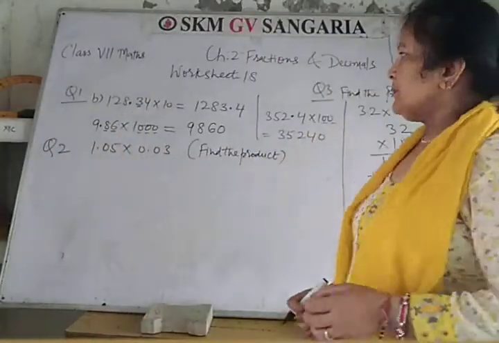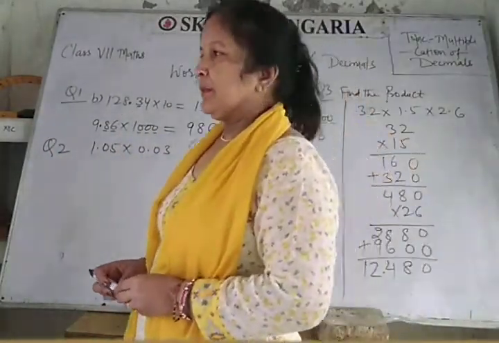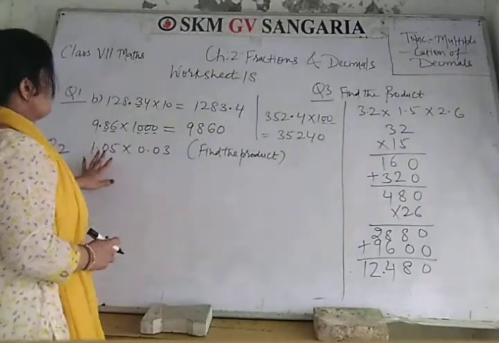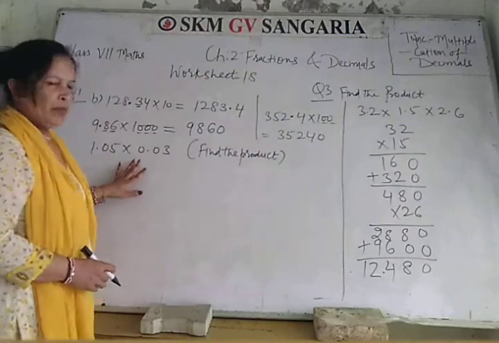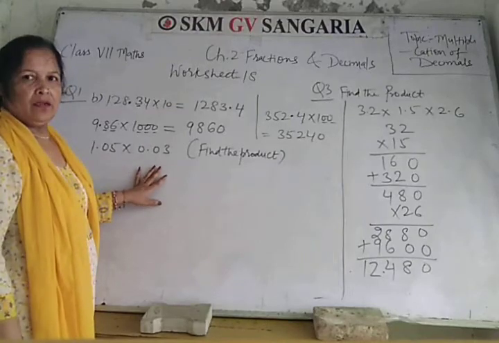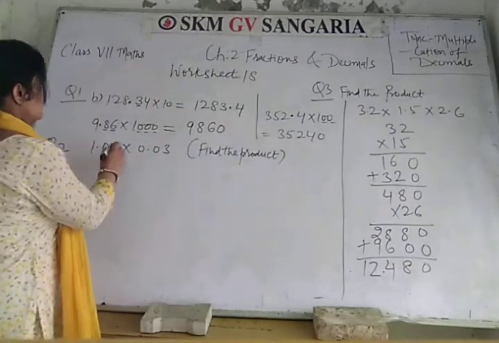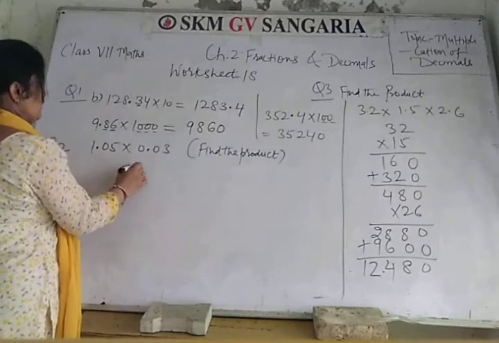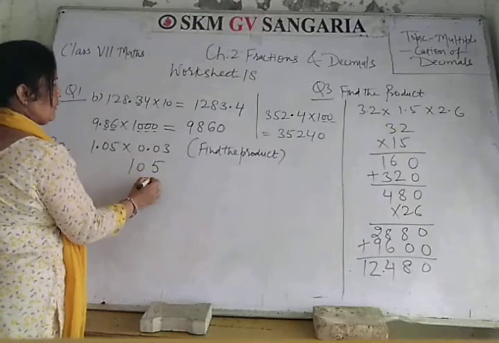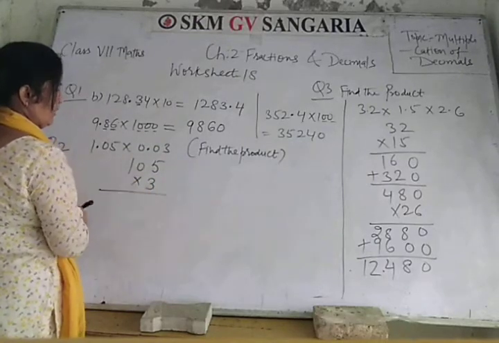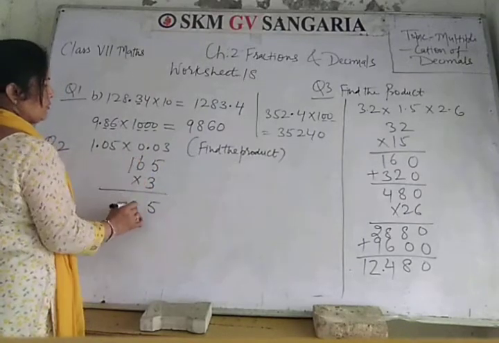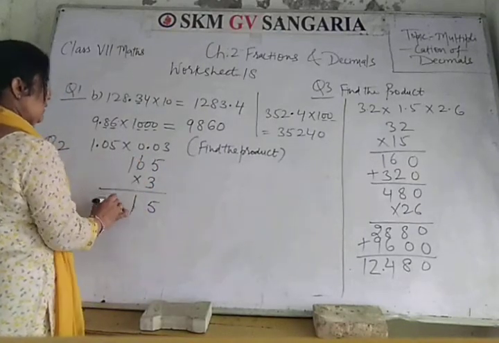Then there is the product of a decimal number by a decimal number. Here, first of all, as I have taught in my previous video, when decimal numbers are there, you will just ignore the decimal point and write the number as a whole number. Now this 003 will become only 3 here, and multiply it by 3. 3 fives are 15, 1 carry, 3 zeros are 0, 0 plus 1 is 1, 3 ones are 3.